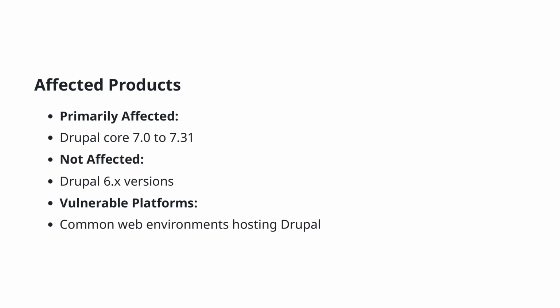In this slide, we focus on the affected products of the SQL injection vulnerability, identified as CVE-2014-3704. The primary systems impacted are Drupal core versions from 7.0 to 7.31. It is important to note that Drupal 6.x versions are not affected by this vulnerability. This issue can arise within common web environments that host Drupal sites, making it imperative to evaluate your current Drupal version if it's within the specified range. Awareness of which systems are affected can guide your response and patching strategies to secure your web platforms effectively.